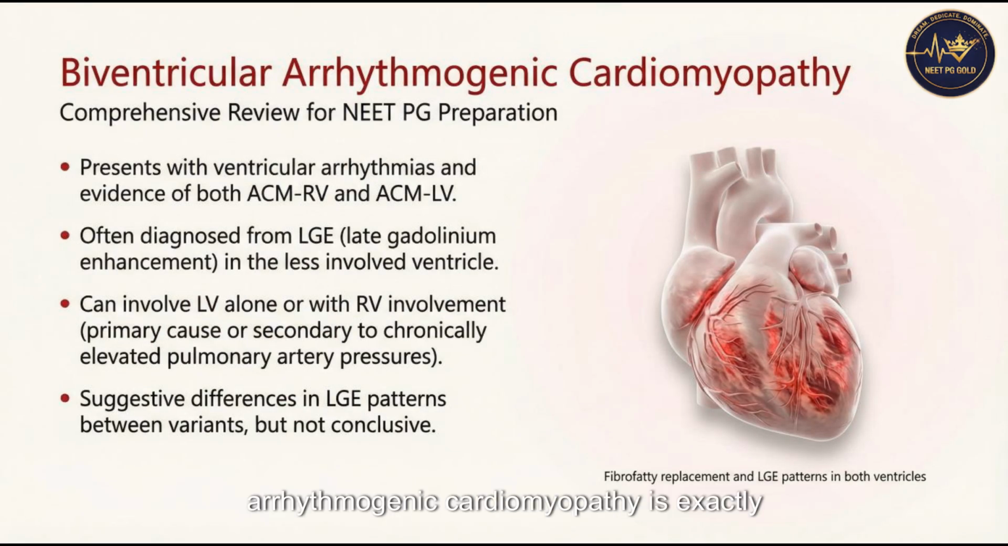Biventricular arrhythmogenic cardiomyopathy is exactly what it sounds like: involvement of both chambers. This diagnosis can be tricky because if both ventricles are failing, it might just look like end-stage heart failure. Often, the diagnosis is clinched by using late gadolinium enhancement on cardiac MRI to find fibrosis in the less involved ventricle, confirming that the disease process is widespread. You must distinguish this from secondary right ventricular failure caused by chronic pulmonary hypertension. In biventricular ACM, the right ventricle is sick because of the primary genetic muscle disease, not just because it is pumping against high pressure from the left side.